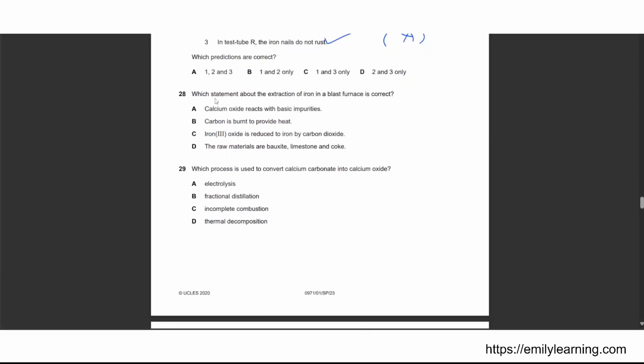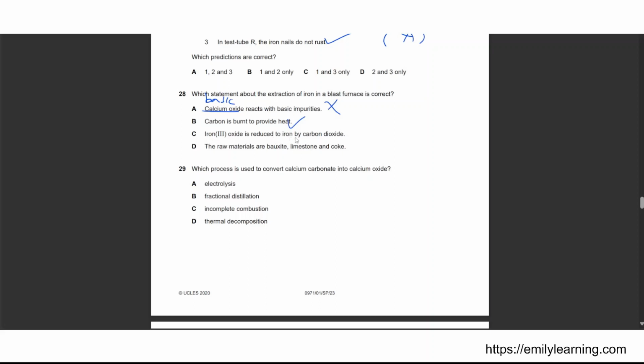Moving on to question 28, which statement about the extraction of iron in the blast furnace is correct? This one is basically testing you on your knowledge of the blast furnace. So let's take a look at this. Calcium oxide reacts with basic impurities. Calcium oxide is already basic itself. It doesn't react with the basic impurities. In fact, it reacts with silicon dioxide, which is an acidic impurity. So this is wrong. Next, carbon is burned to provide heat. Yes, true, because the burning of carbon, or combustion, is exothermic. It provides heat for the reaction.